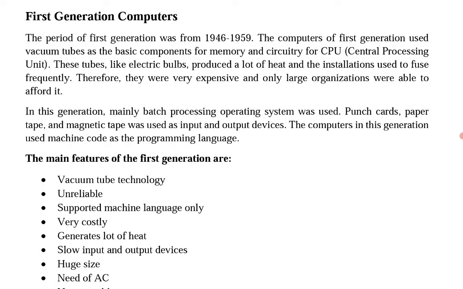Machine language or a binary language is used as a programming language. So in the first generation computers, vacuum tubes are used as the main electronic component for CPU, memory and circuits. Punch cards, paper readers and magnetic tapes are mainly used for input output. Batch processing operating system is used. And a machine language or a binary language is used as a programming language in first generation.